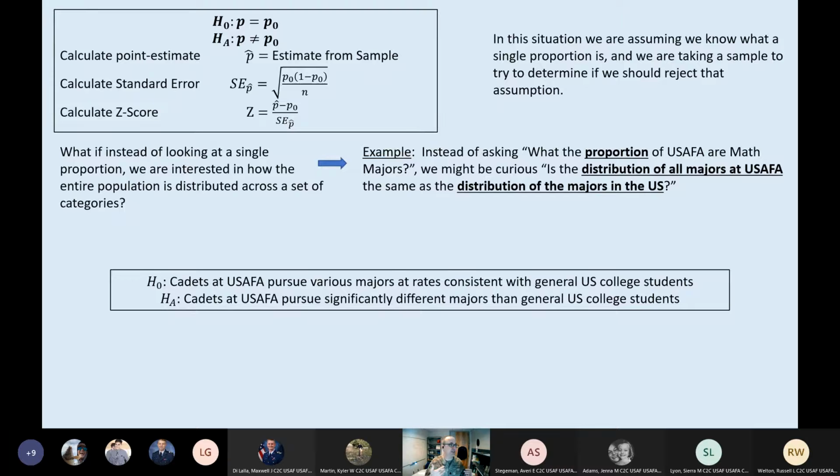Before we get into those tools, any questions about what we are trying to set out to investigate, like what our null and alternative hypotheses mean and how they're different than what we were doing before for a single proportion?